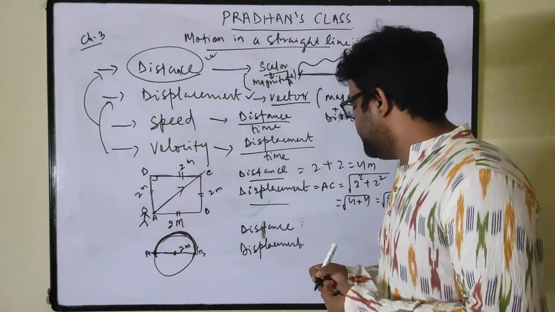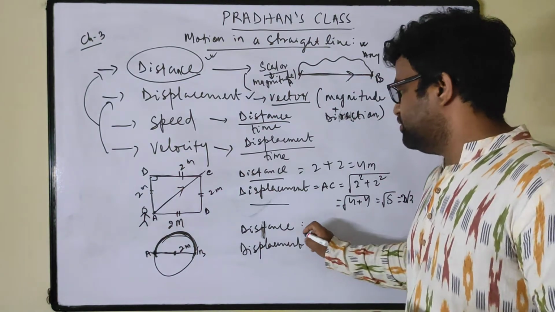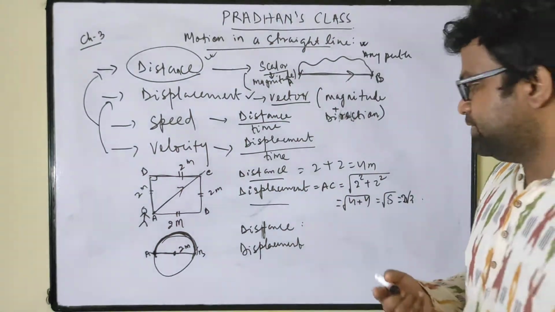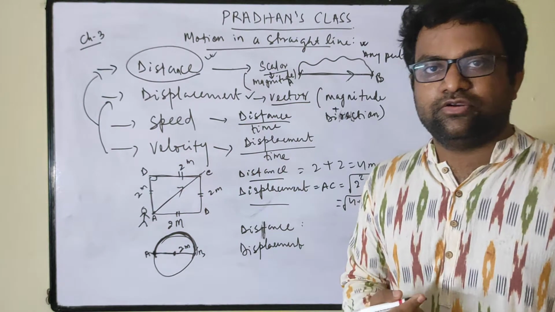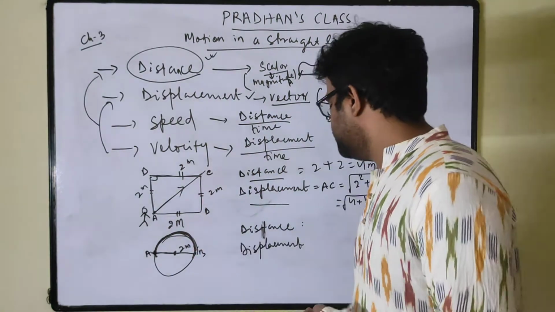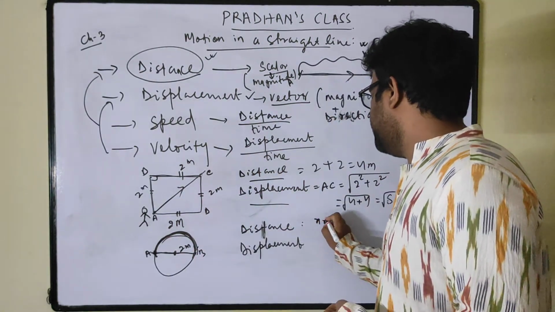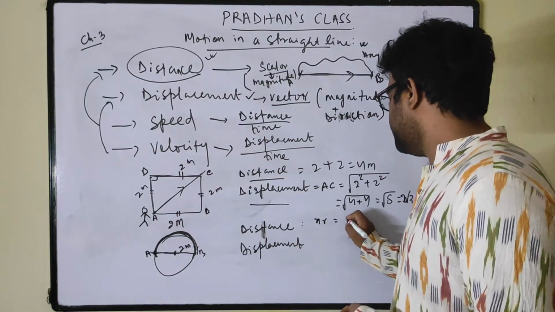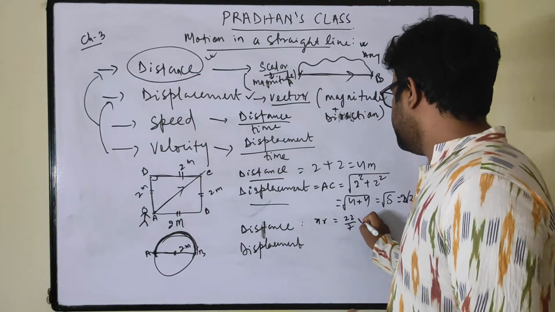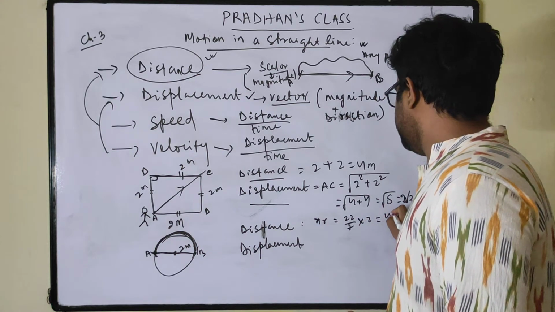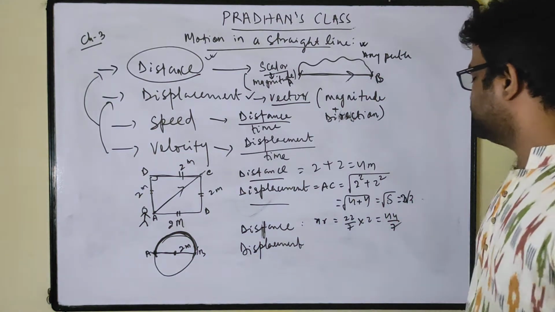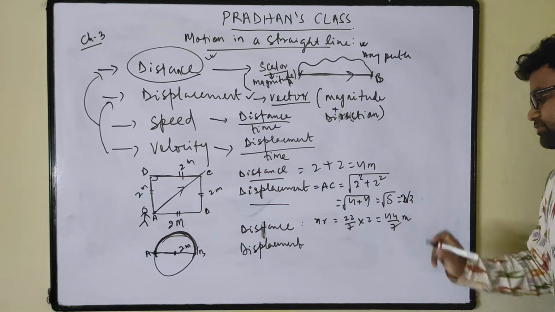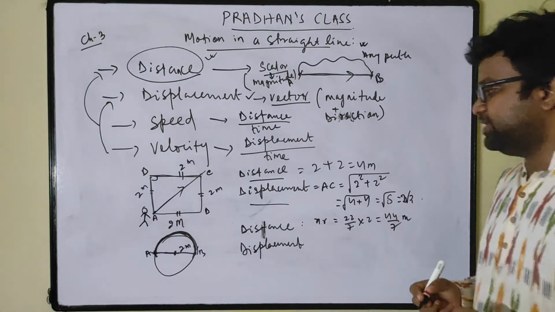So half of the circumference means, what is the total circumference of a circle? 2 pi r. So half of the circumference is pi r. R is given as 2 meter. You can calculate easily. 22 upon 7 into 2, that is 44 upon 7 meter. This is the distance covered by the body.